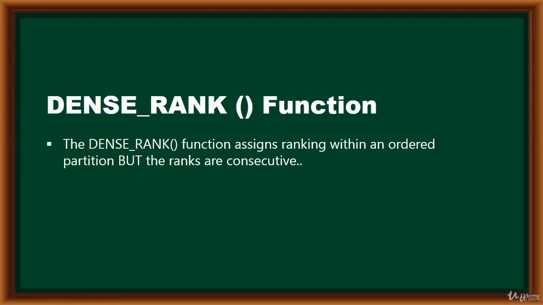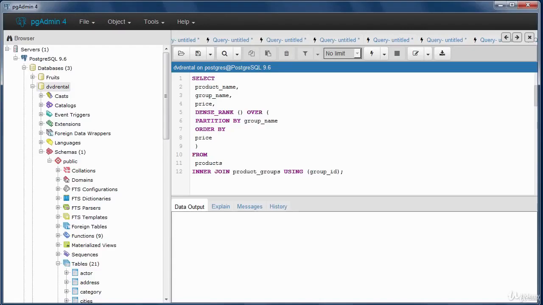When we did the rank function, where there is a tie and two rows have the same rank, it skips the next rank and then assigns the next available one. With dense rank, it doesn't do that, so it can have multiple rows with the same ranking.